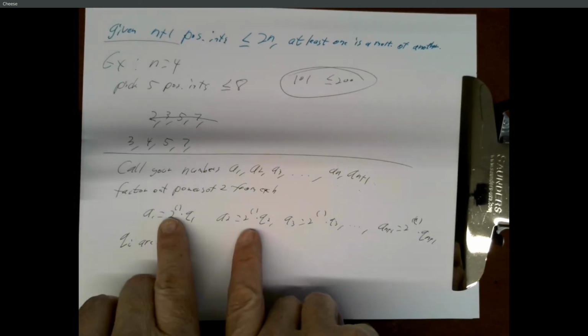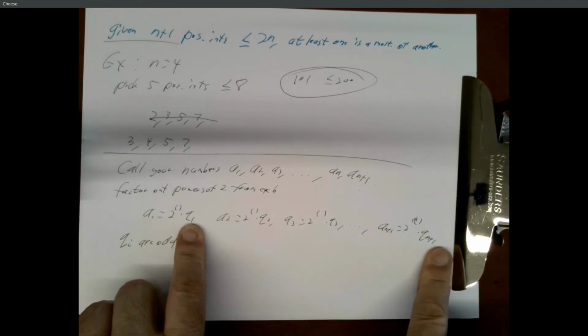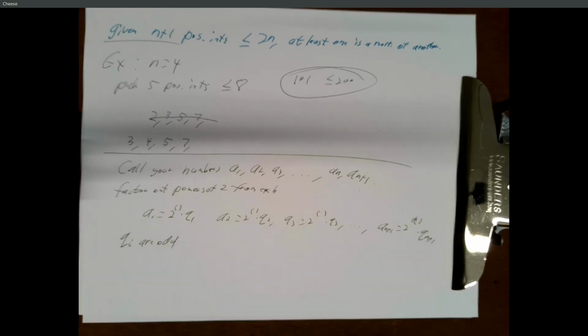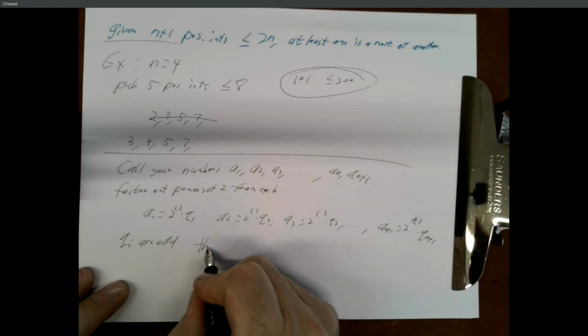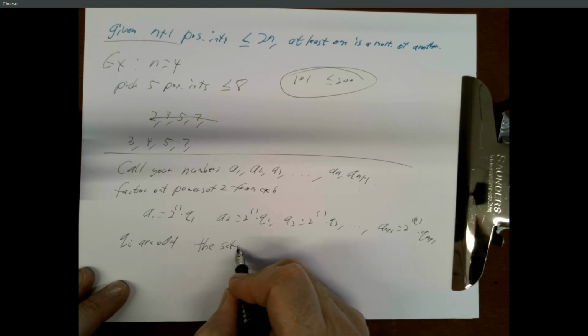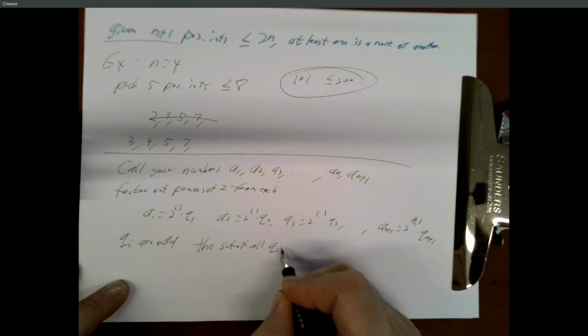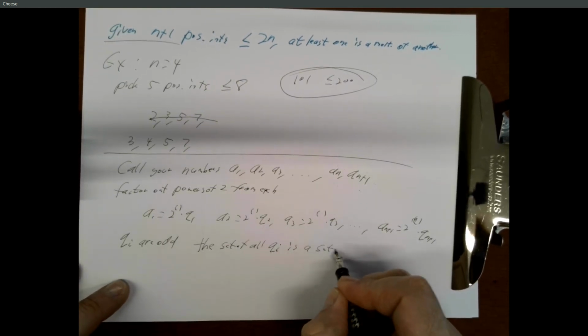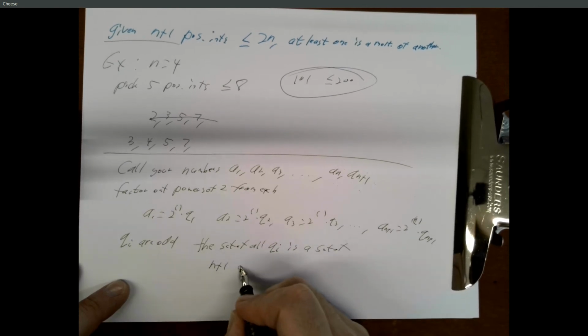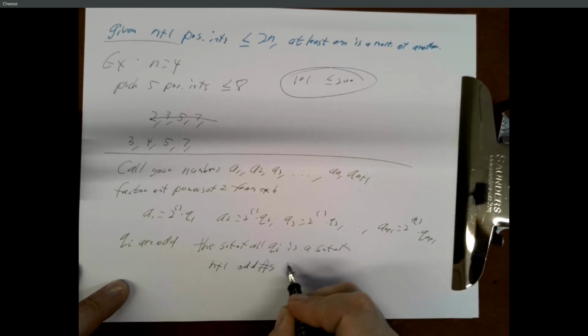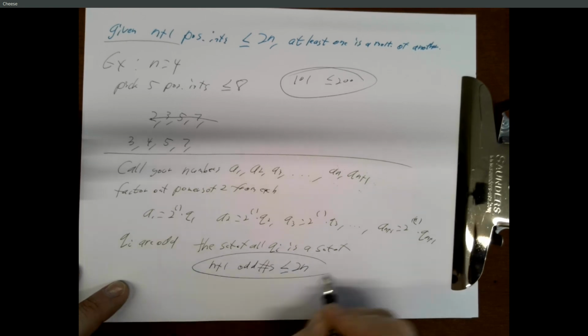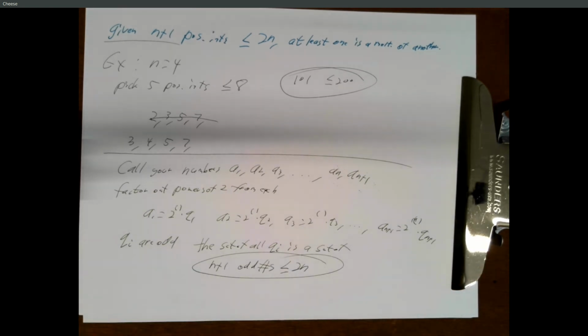All right, and I'm not really interested in the powers of 2. I'm interested in these odd numbers. So the set of all q_i is a set of n plus 1 odd numbers, each less than or equal to 2n. And this is where we're going to throw in the pigeonhole principle.